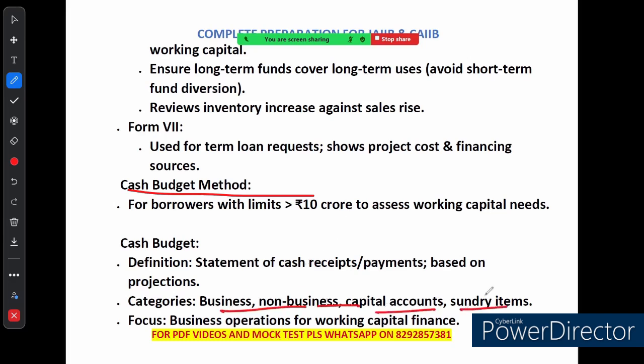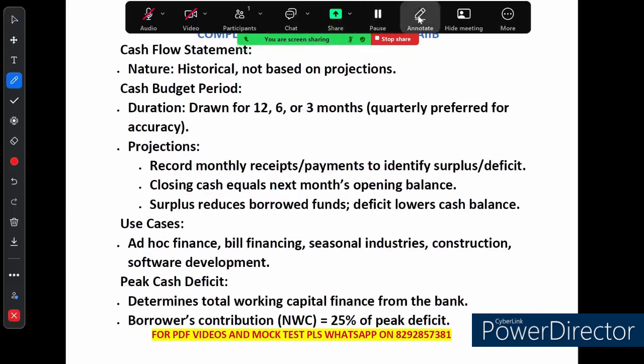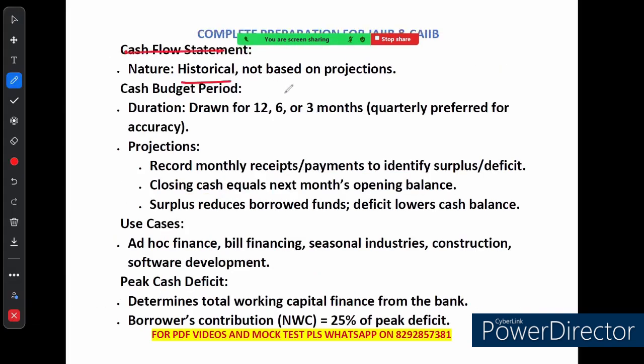Now, while a cash budget is a projection of what is expected, a cash flow statement is historical. Let me move to the next slide. So what I have told you, this cash budget is nothing but a projection, right? But this cash flow statement is historical. It shows what has already happened in terms of cash receipts and payments. Both are important, but the cash budget focuses on future needs.